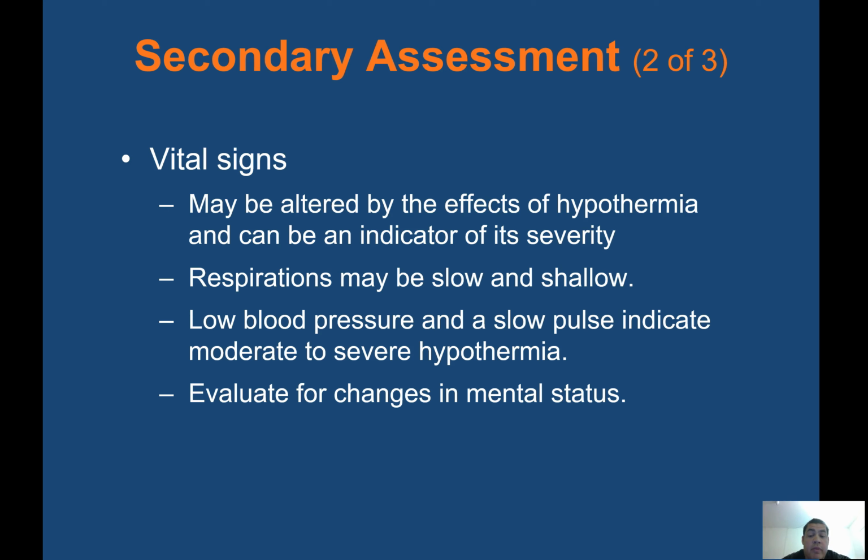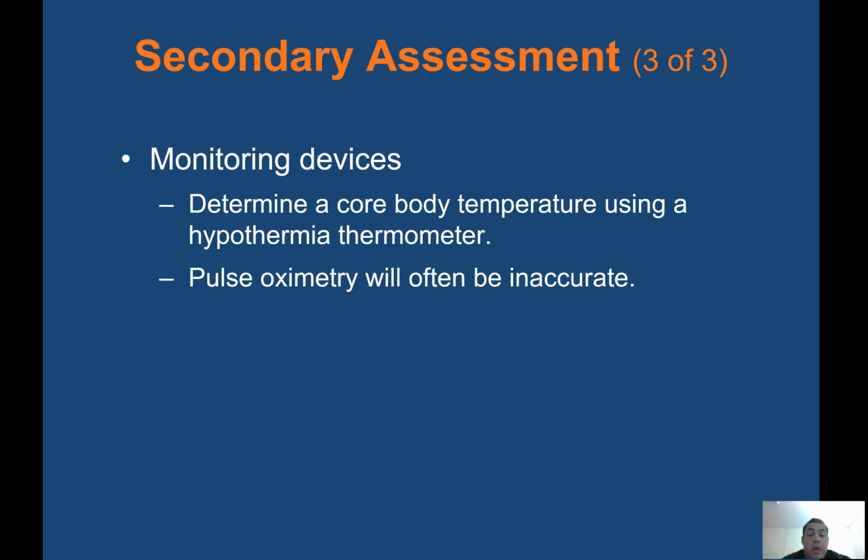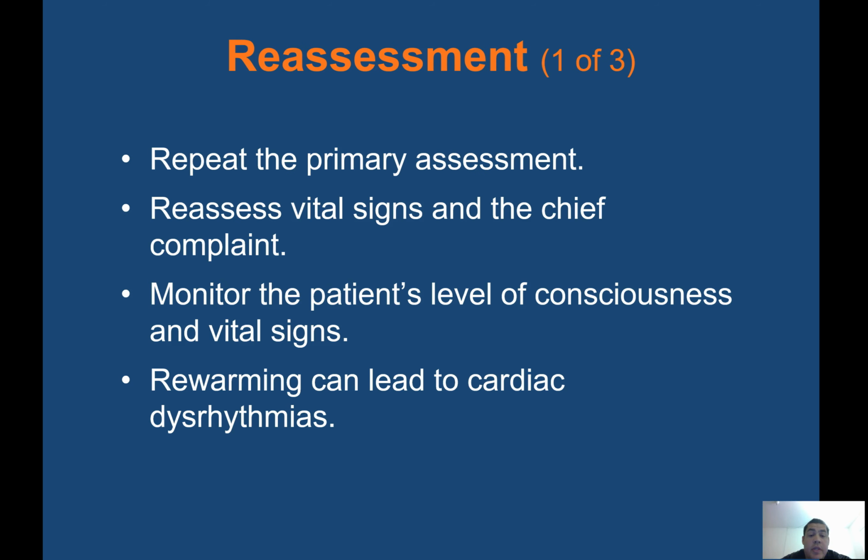Vital signs may be altered by the effects of hypothermia and can be an indicator of its severity. Respirations may be slow and shallow. Low blood pressure and a slow pulse indicate moderate to severe hypothermia. Evaluate for changes in mental status. Monitoring devices. Determine a core body temperature using a hypothermia thermometer. Pulse oximetry will often be inaccurate. Reassessment. Repeat the primary assessment. Reassess vital signs and the chief complaint. Monitor the patient's level of consciousness and vital signs. Rewarming can lead to cardiac dysrhythmias.